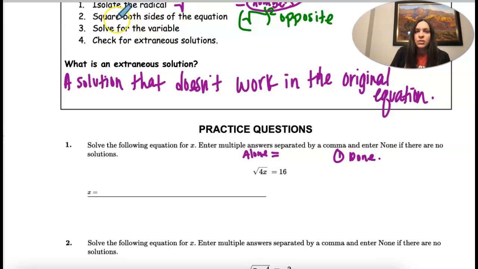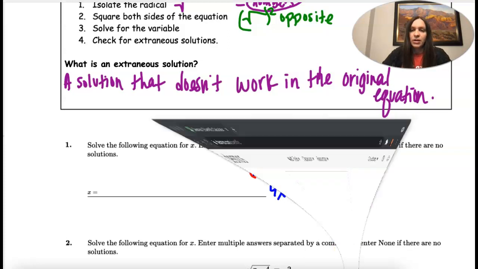So step 2, square both sides of the equation. So step 2, I'm going to do in red. And that's when I take this whole thing and I square it. So what happens is the square and the radical are opposites, and we're just left with 4x, what's under the radical. Then I bring down the equal sign, and then 16 squared.